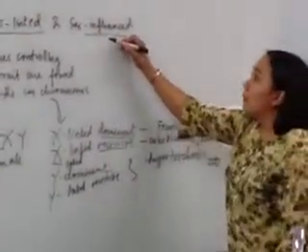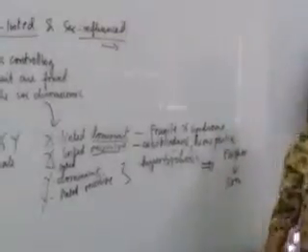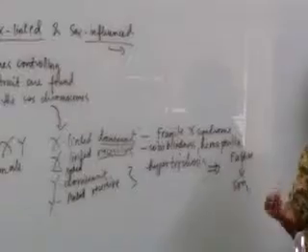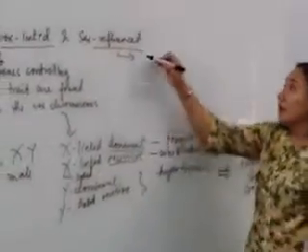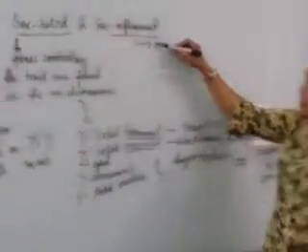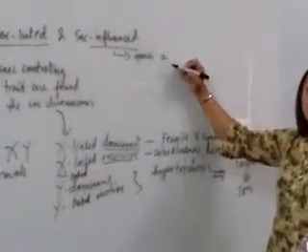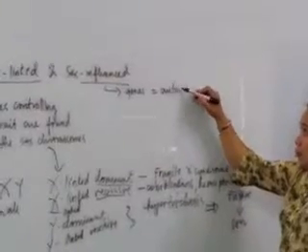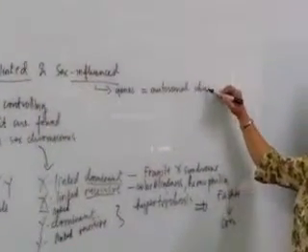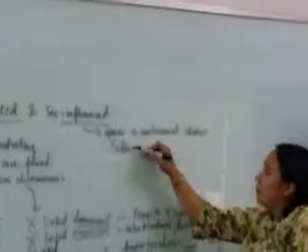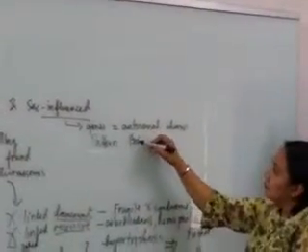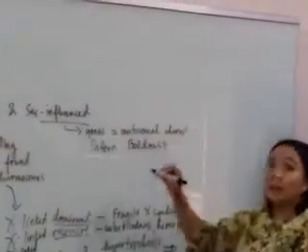Okay? How about the sex influence? What do you mean by sex influence? If this is the sex link, they are found in the sex chromosomes. The sex influence, the genes controlling this one are actually found or located in the autosomal chromosome. Okay? So a good example of this one will be the pattern baldness. Are you familiar with this?